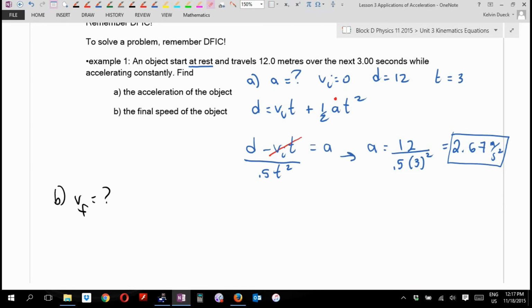Because you were going to say VF squared equals VI squared plus 2AD, or VF equals VI plus AT. I'm going to say I can, but I think there is an equation that doesn't have A, and there's only one equation that doesn't have A. D equals one half times (VI plus VF) times T.